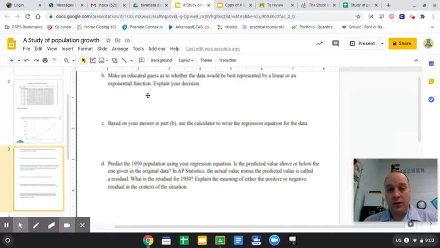This one, I would say exponential. Yours could be linear. There are some that are exponential and there's some that are linear. Based on your answer in part B, use the calculator to write the regression equation for the data.